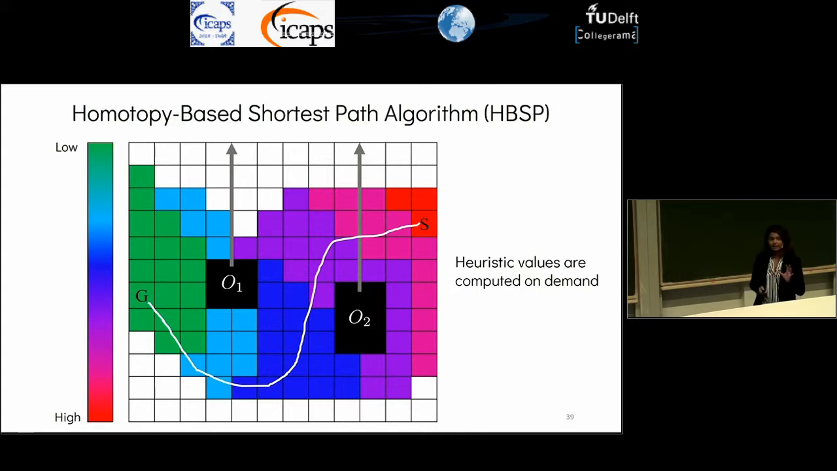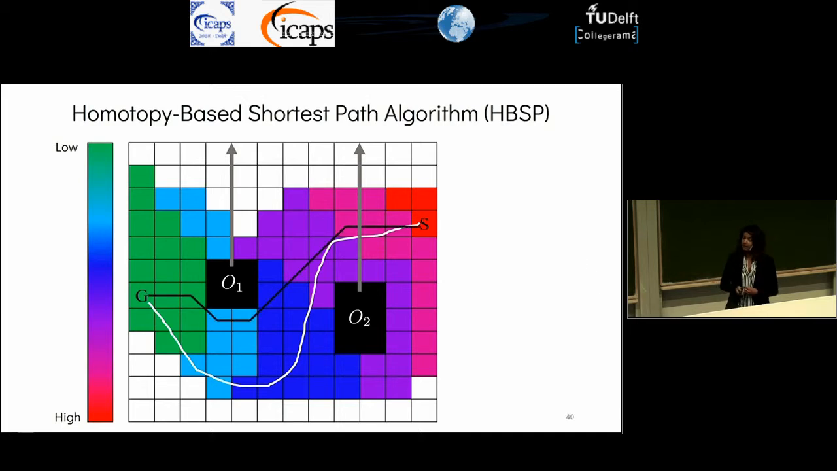When we run it the first time, it will look something like this, where we have these colored boxes, which are nodes that have been expanded, and the white cells are nodes that haven't been expanded. When we use this heuristic function in our planner and it queries a node that hasn't been expanded, we continue HBSP where we left off until that node has been expanded, and we return that cost as the heuristic value.